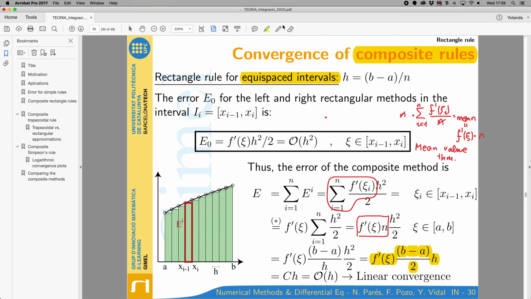So if you like boxing things, this is a good thing to box. This is the final expression for the error in the case of the composite rectangle rule.